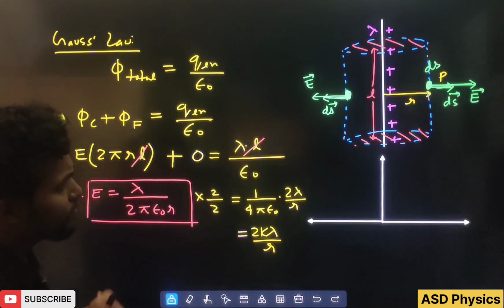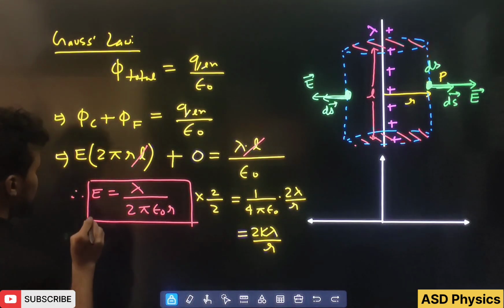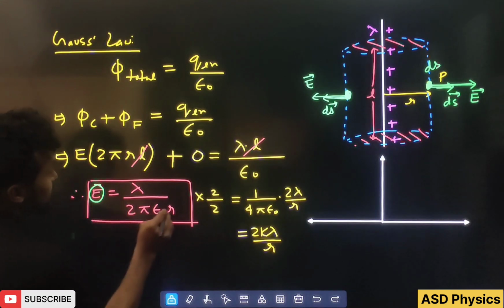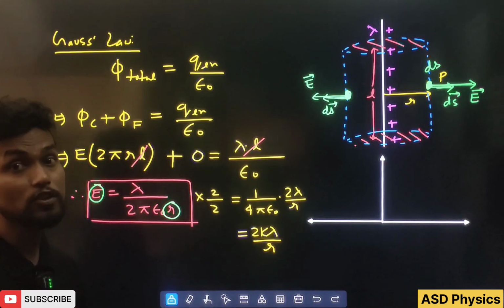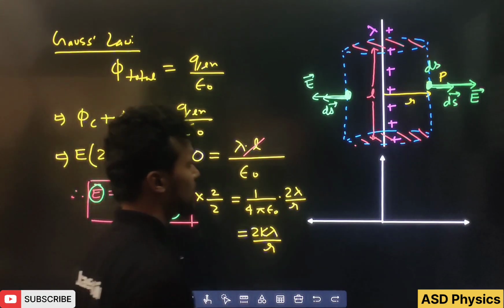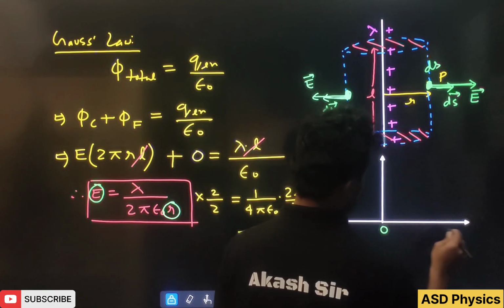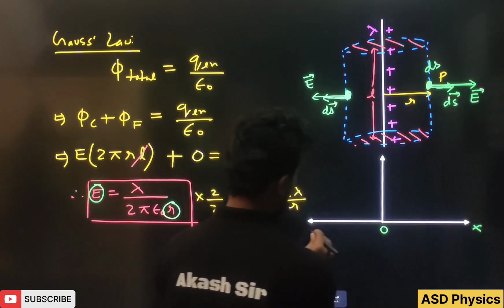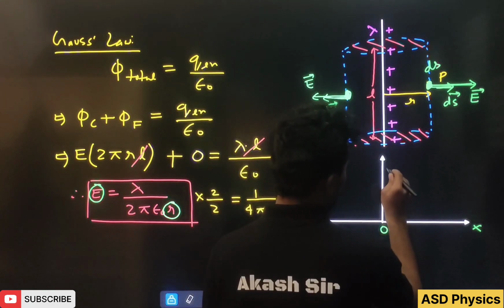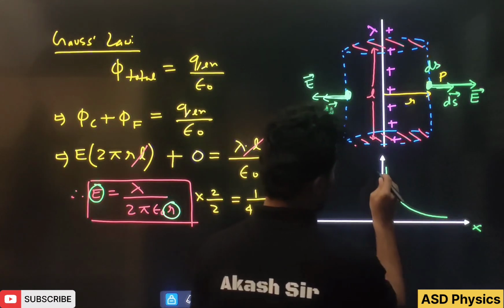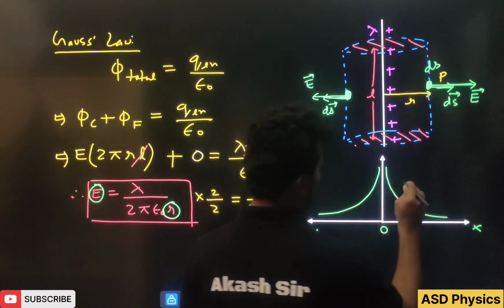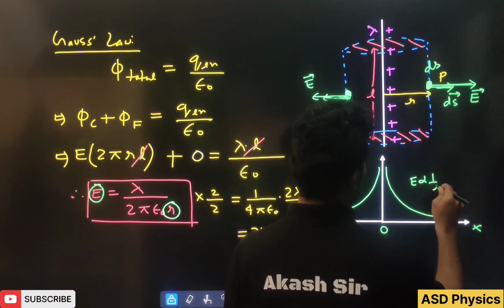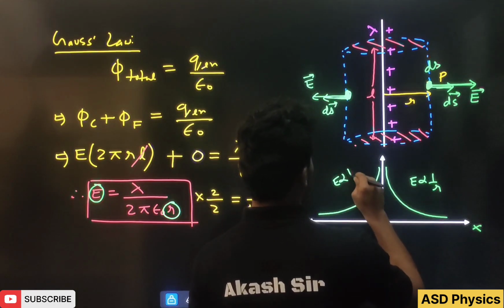Now if we draw the graph here, you can see very well that E is inversely proportional to r. That means which kind of graph? The graph will be a rectangular hyperbola. So see please, this is O, this side for example x, this side minus x. The graph will go like this, and on both sides E is inversely proportional to r.